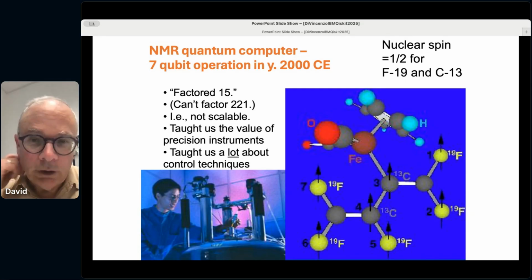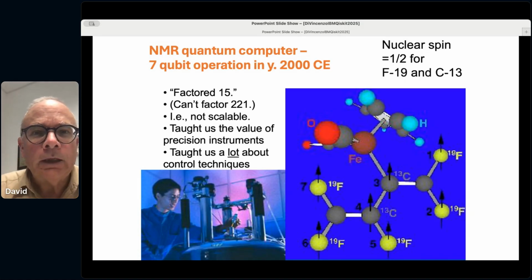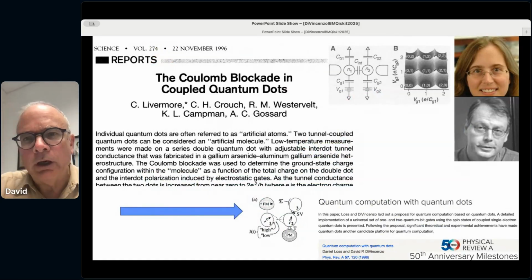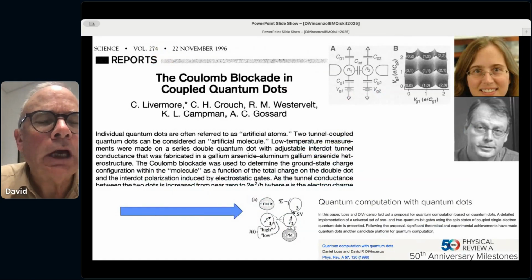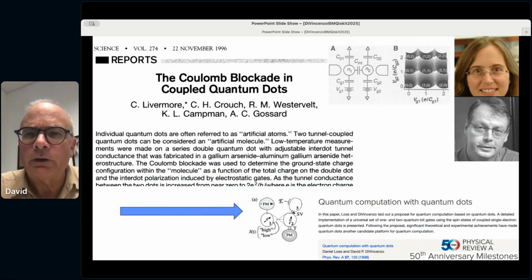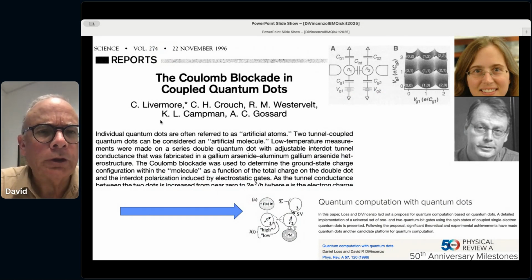So now I thought I had ideas for what would be a better way, and it was based on other work that was going on in those times. Now I'm at 1996, but I had already known about this work for a few years. So these are experiments. They were done by Carol Livermore, the photo here on the right. He was a young worker at Harvard University, and they were working on so-called Coulomb blockades.